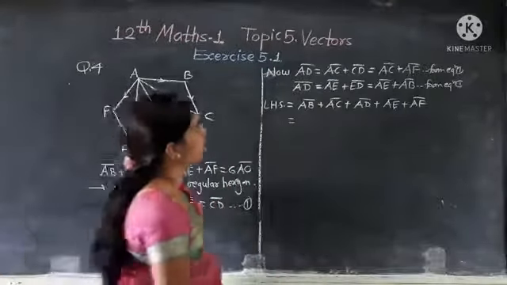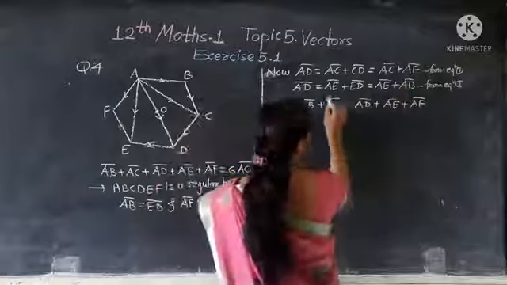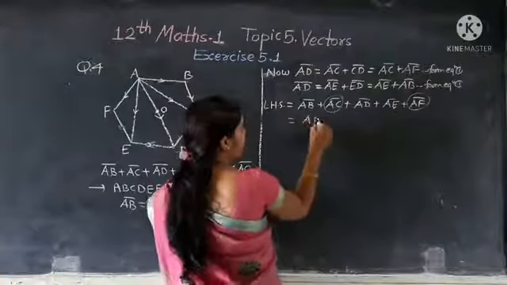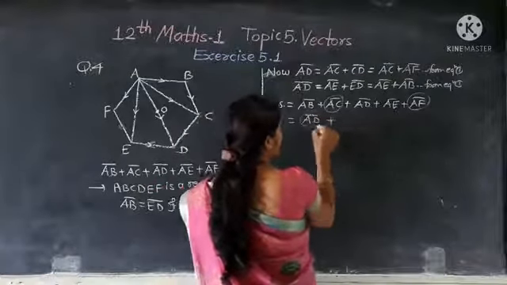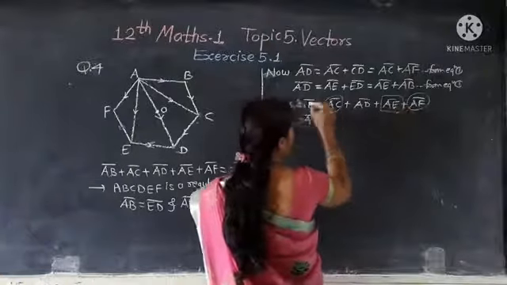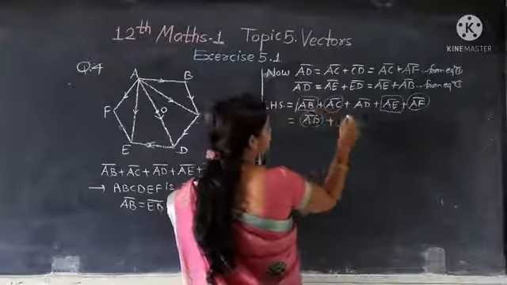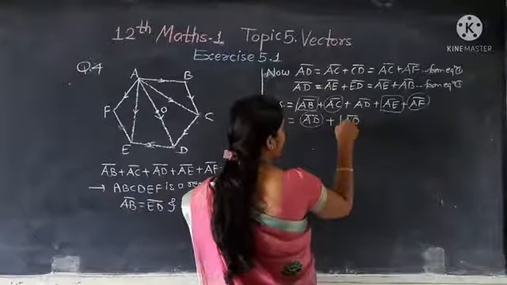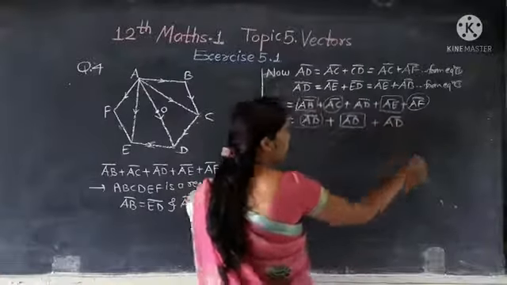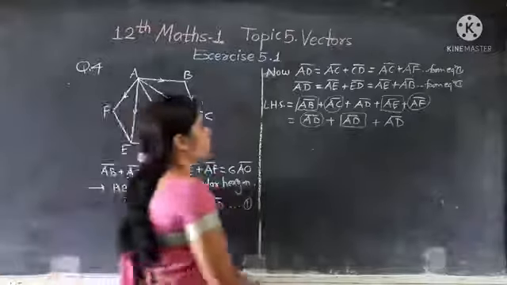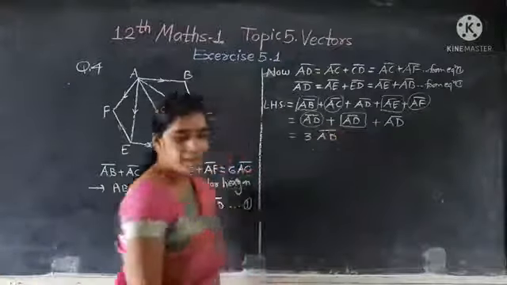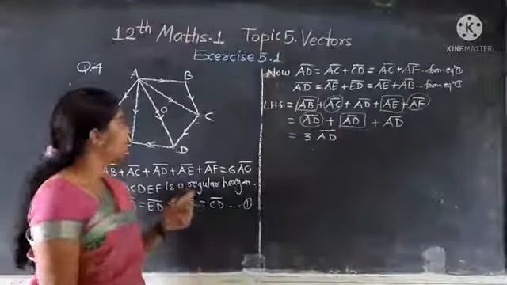Observe, students, here AC bar and AF bar, AC bar and AF bar, we can write as AD bar plus AE bar plus AB bar. You can write this as AD bar, and the last one is AD bar as is. Understand? So it becomes 3 times AD bar. LHS becomes 3 times AD bar.